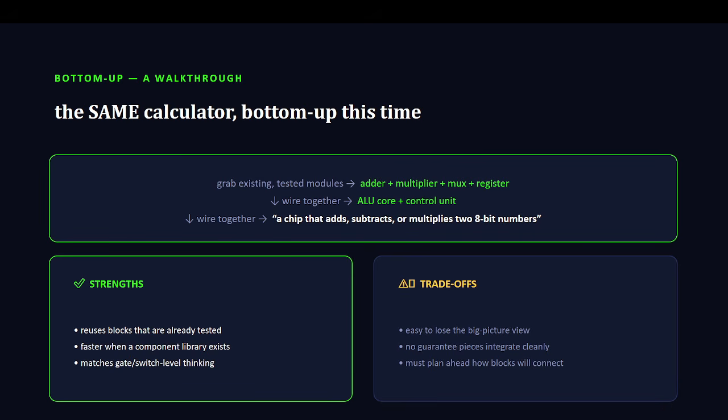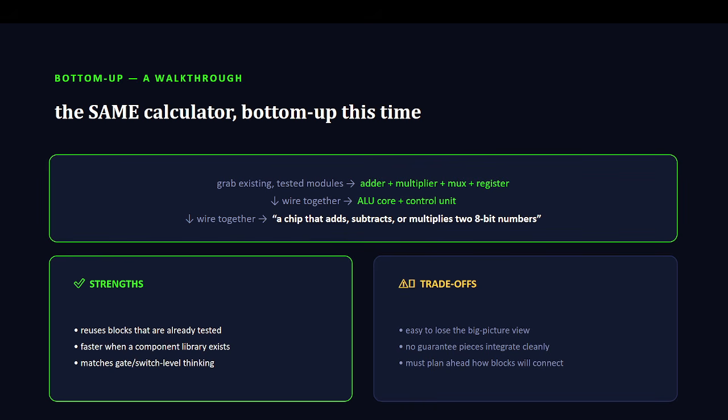Strengths: you are reusing blocks that are already tested, which is huge for reliability. It's generally faster when a component library already exists. Why redesign an adder from scratch when you've got a proven one sitting right there? And it naturally matches gate and switch level thinking from my previous lecture. You are literally starting from the lowest, most concrete level and building upward.